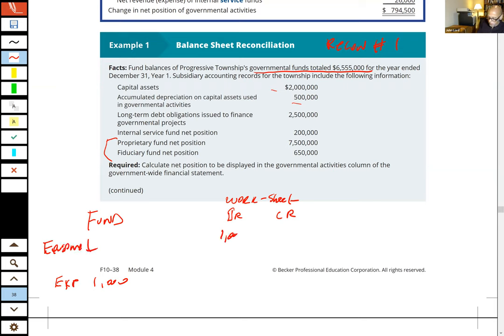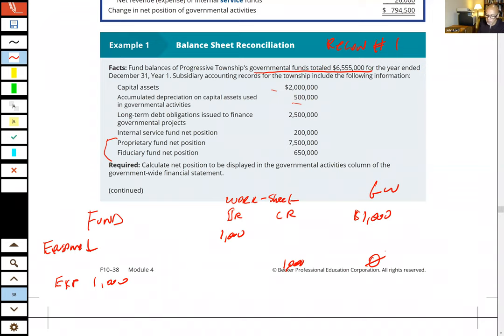And I'll debit it for $1,000. And I'll credit the expense for $1,000. And so when I get to the government-wide level now, what I'll show is what? Equipment, right, of $1,000. And my expenses on my statement of activities are going to be what? Are going to be zero.